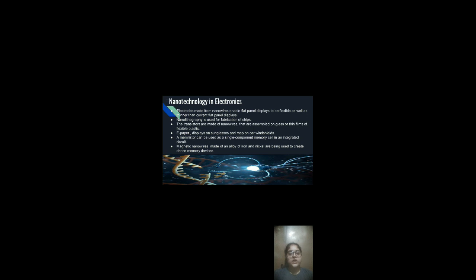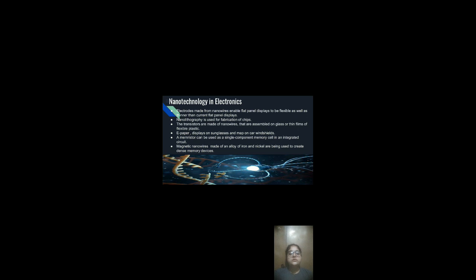Then nanotechnology in electronics. Electrodes made from nanowires enable flat panel displays to be flexible as well as thinner than current panel displays. Yes, as we can see in our daily life that the displays are becoming thinner and thinner day by day as advanced technologies come.